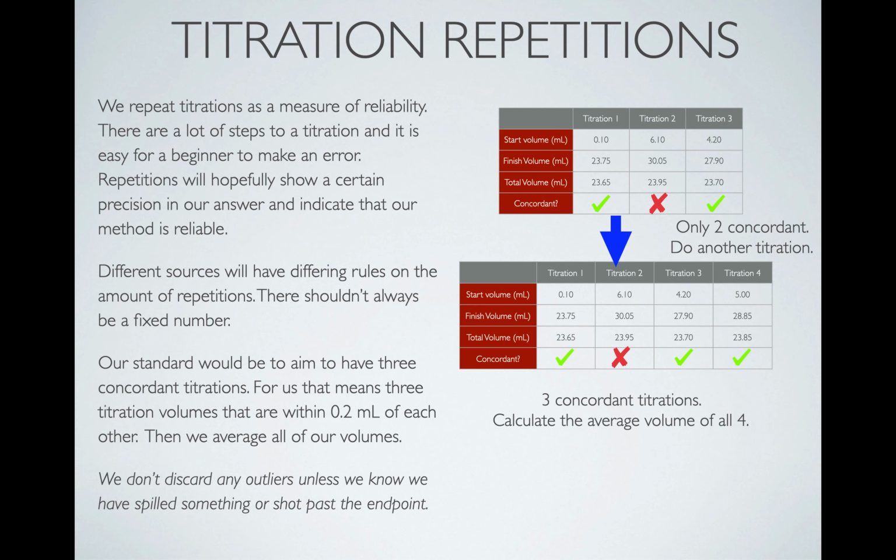If we do a 4th one and we get the 23.85 like in the table below, we've got 3 that are concordant, okay? And so when we do our average, we don't discard the one that's the slight outlier. We still take that into consideration when we're doing our average volumes. So we still add those 4 numbers together and divide by 4. But that's the method that we do. One of the main questions I get when people are doing titrations is, oh, should I do another one? Here's your rule: have you got 3 within 0.2 mL of each other?